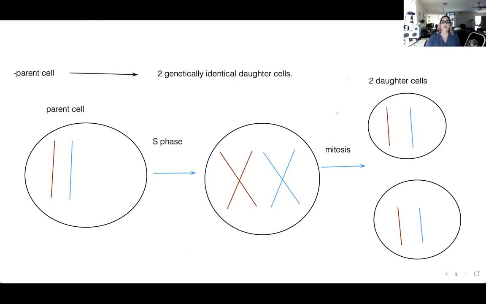Okay, so that is it for this lecture. Next, we will be covering meiosis, which is also cellular reproduction, but meiosis is used in sexual reproduction.